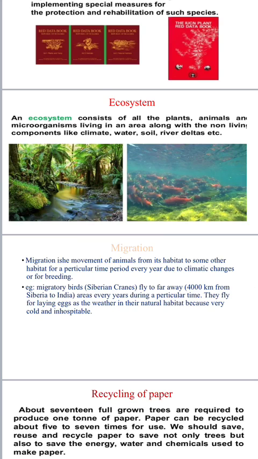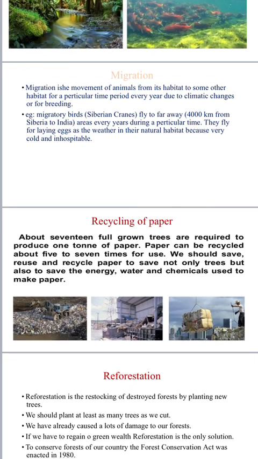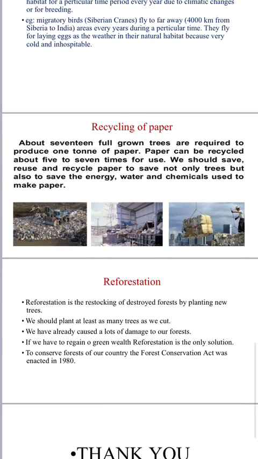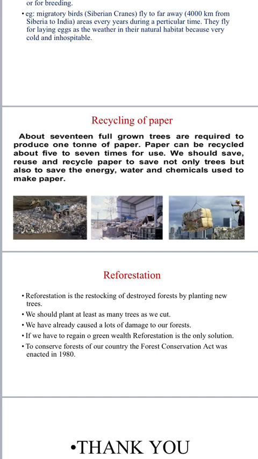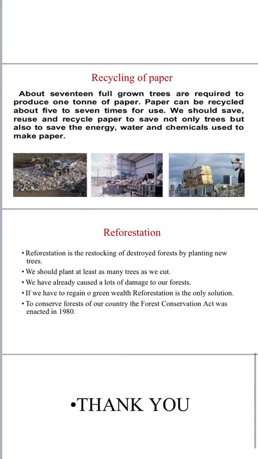Okay. Now let's come to migration. Migration is the movement of animals from their habitat to some other habitat for a particular time period every year due to climatic change, for breeding. For example, migratory birds, that is Siberian cranes, fly as far as 4,000 km from Siberia to India every year during a particular time. So these birds come under migratory birds.